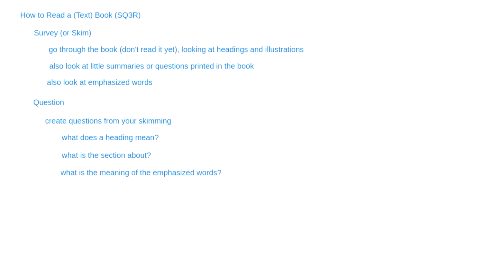You might notice people's names, right? They stand out because they're capitalized. And so you might ask yourself, who is this joker? Who is this person that they've mentioned? You might notice numbers, right? Maybe it's a history book and you're spotting, oh, there are some dates in here. Well, what happened in those dates? And these are all sorts of questions.